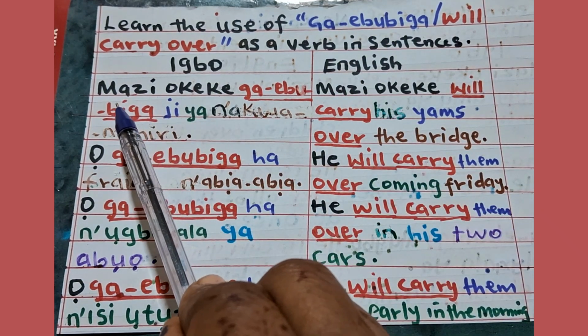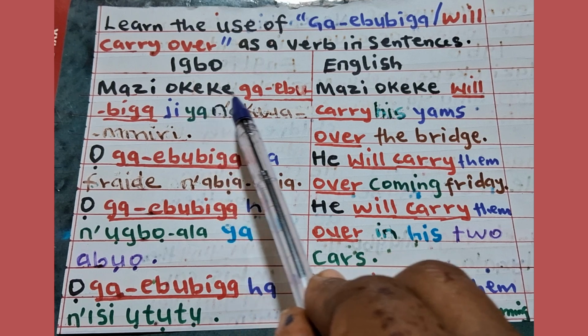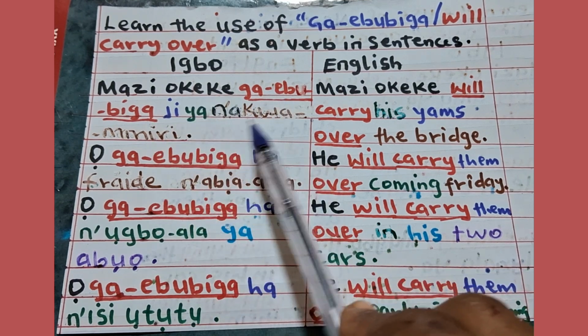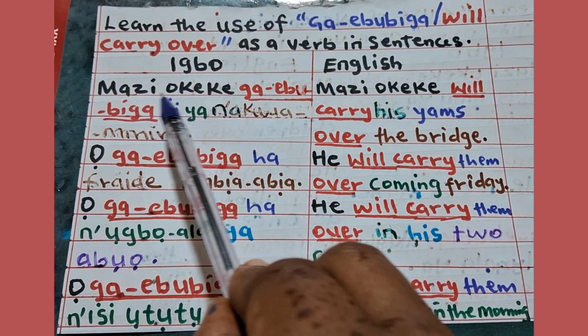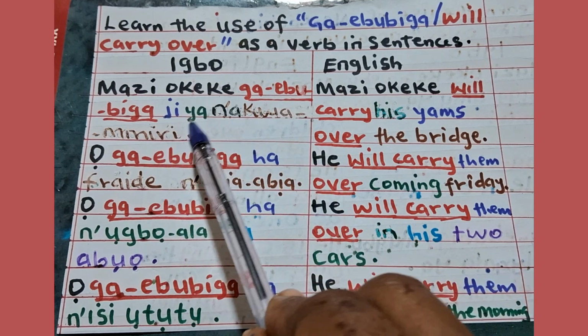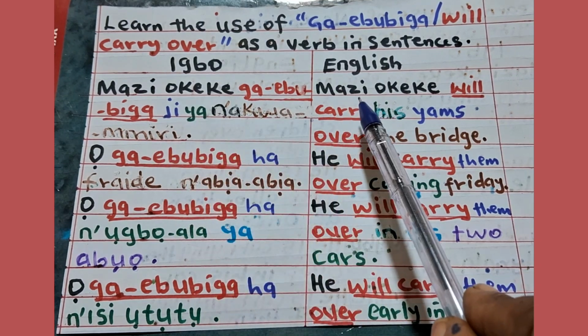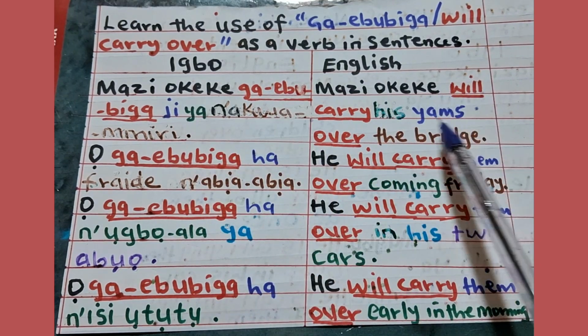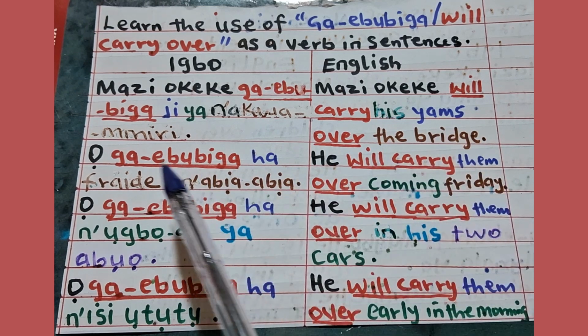Number one sentence says, Maazị Okeke ga-ebubiga ji ya n'akwa mmiri. Maazị Okeke ga-ebubiga ji ya n'akwa mmiri, meaning Maazị Okeke will carry his yams over the bridge.